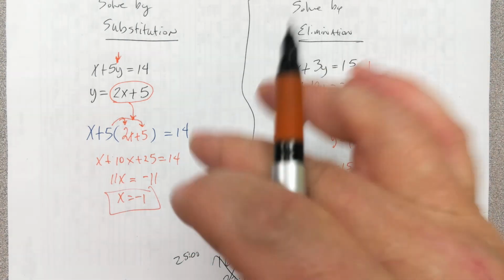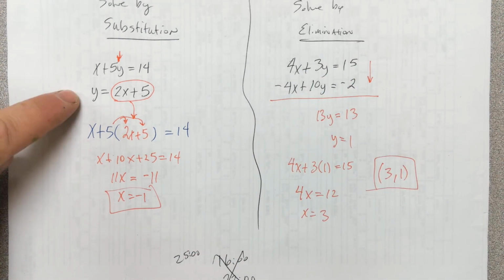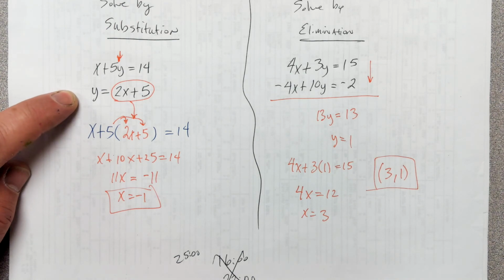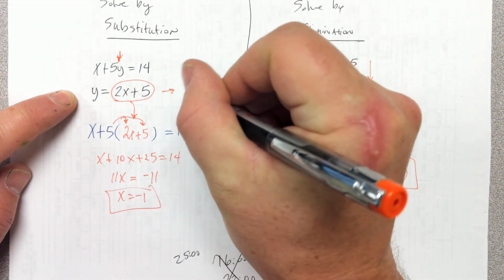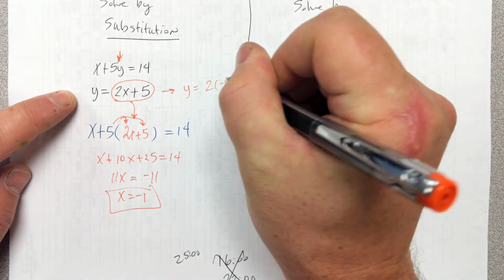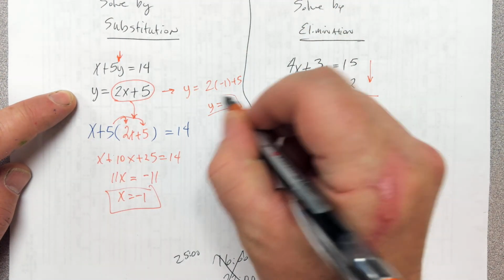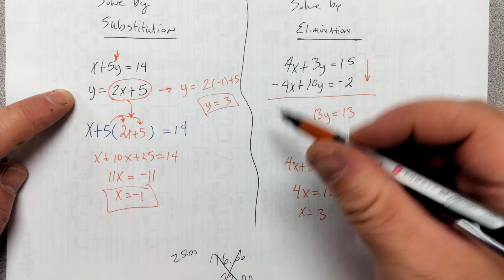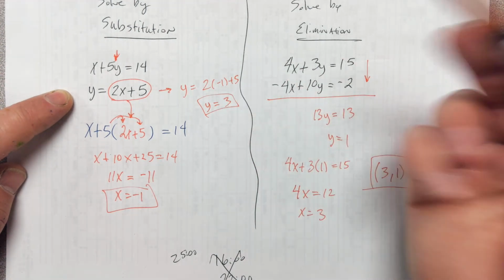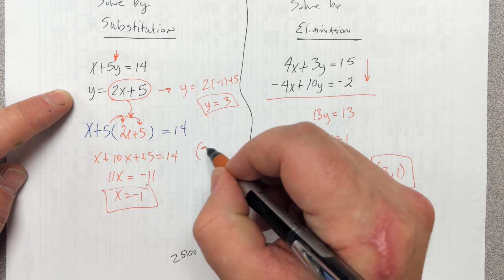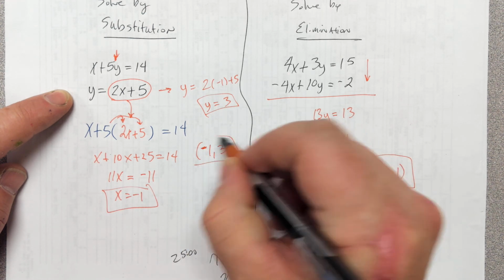Not done, right? Vanessa, we have to take that number and plug it in. Doesn't matter where. I would plug it in here, though, because it's already solved for y. So y equals 2 times negative 1 plus 5. You simplify that, negative 2 plus 5 is 3. So your answer, negative 1, positive 3, done.